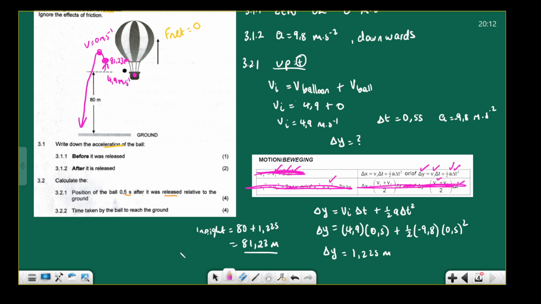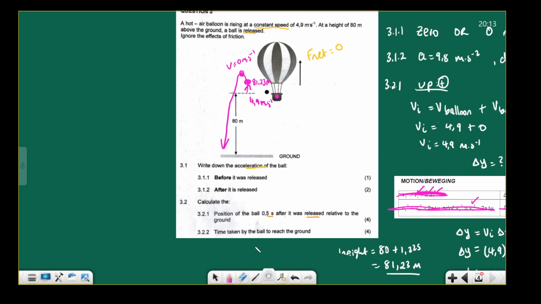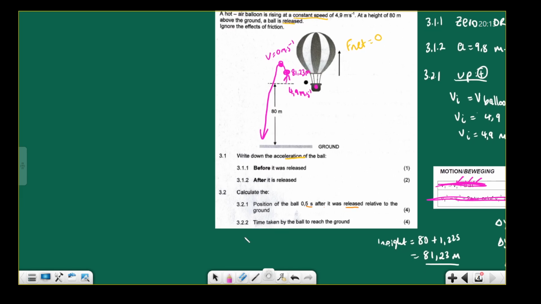Then 3.2.2, we need the time taken by the ball to reach the ground. So if we're saying the time taken by the ball to reach the ground, what are we referring to? We're trying to say how long did it take to move from A to B and then to C, meaning to reach the ground there.